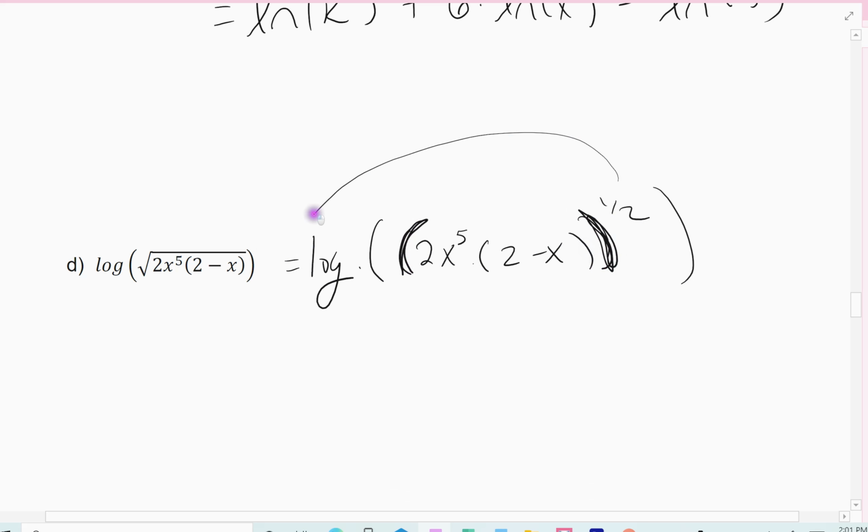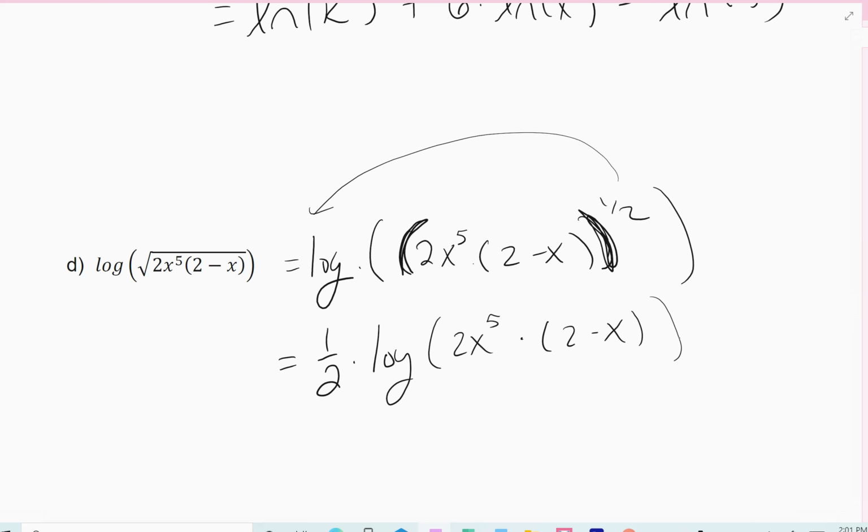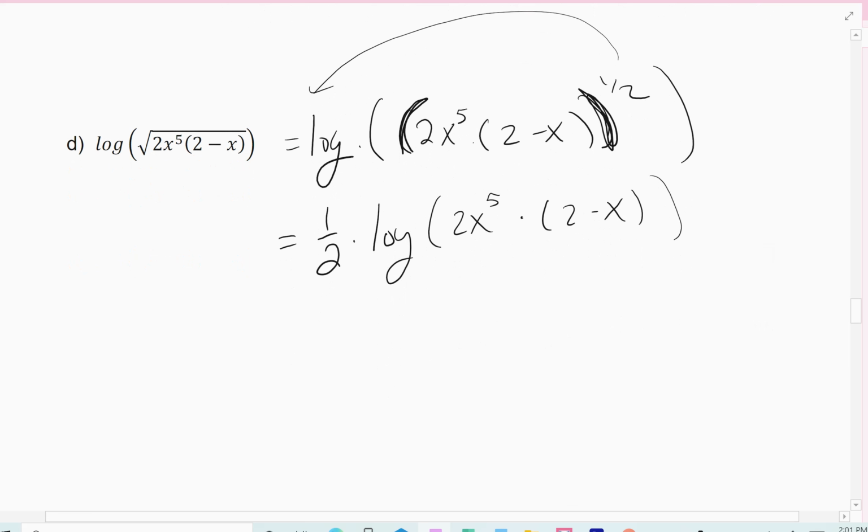The first thing I'm going to actually do is pull my power out this time. So I'm going to get 1/2 times the log of 2x to the 5th times 2 minus x. I've got to remember that 1/2 is multiplied by everything I do after this point, because everything was under the root. So everything is multiplied by a half. When I go to my expanding, I put brackets because everything I'm going to do from this point must always be multiplied by the half.